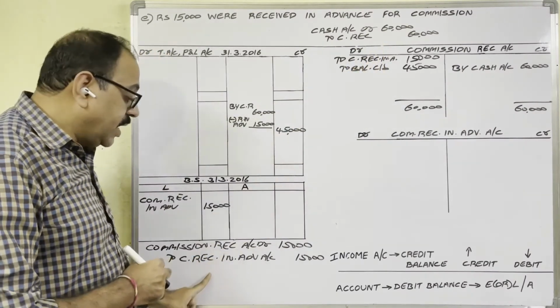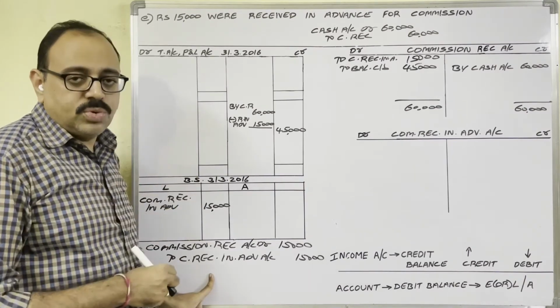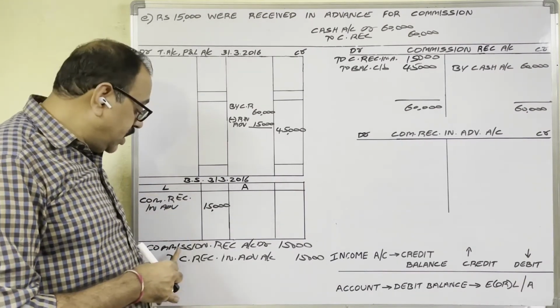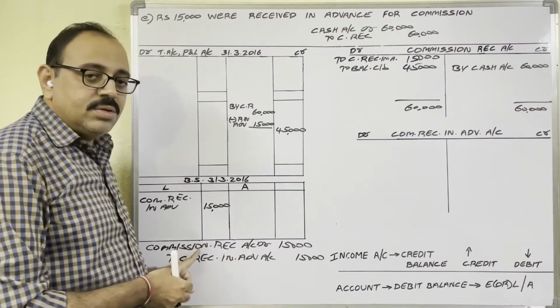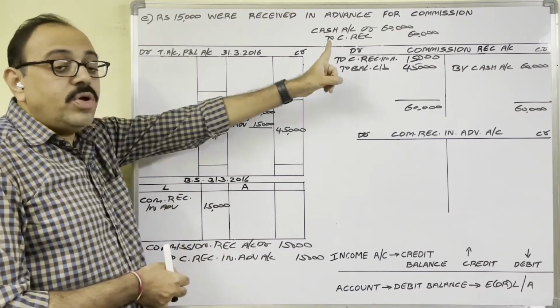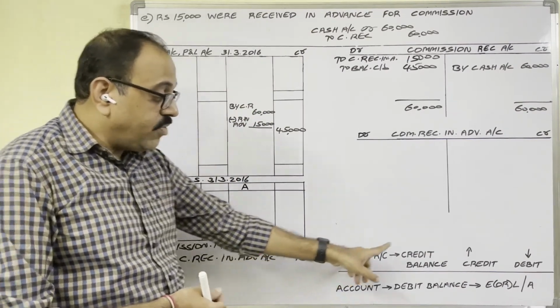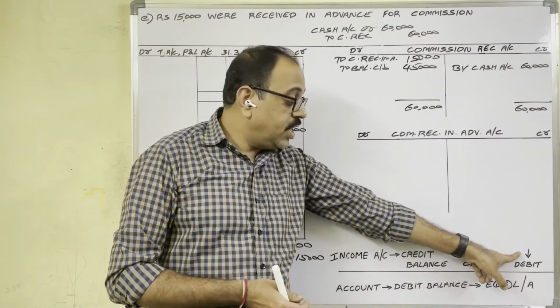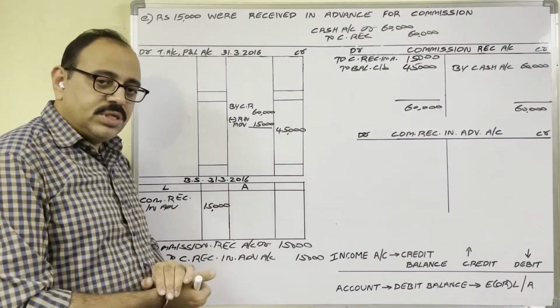But while writing adjustment entries, we should not use those nominal account rules. So commission received is an income, and even though it is an income, we are debiting it because I am not following the nominal account rule here. I want to decrease the income account balance, so the income account should be debited. That is why I am debiting the commission received account.